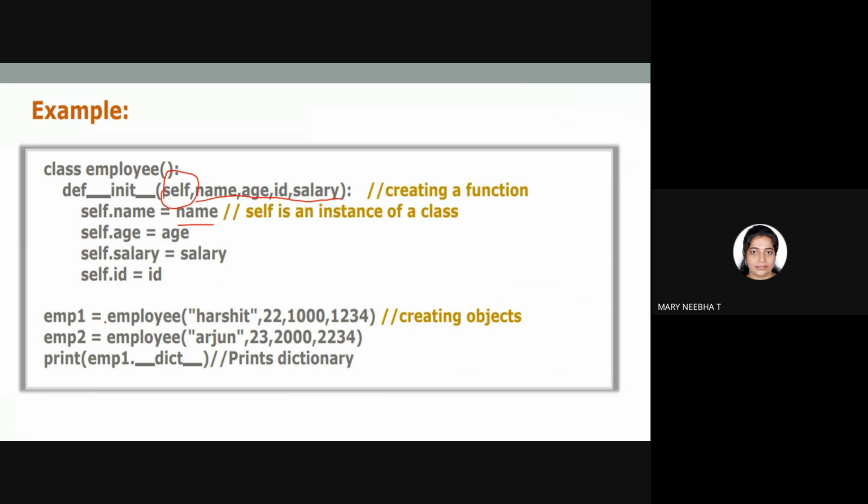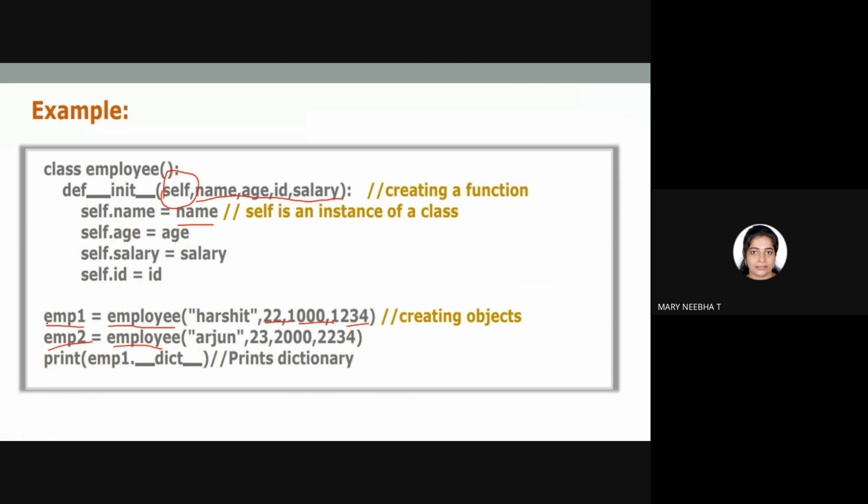Next we are creating an object for this class, Employee. We create an object employee1 for that class. Then we create one more object, employee2, because we have to store two employees' data. How are we giving the data? Harshit first, the name, then age, then ID, followed by salary. Similarly for the second employee, Arjun, followed by name, age, ID, and salary. Everything we are giving.